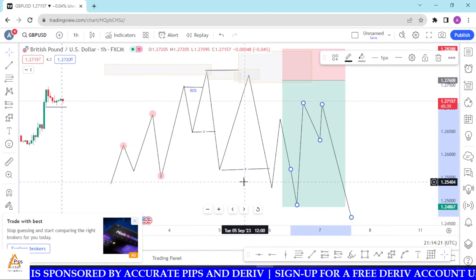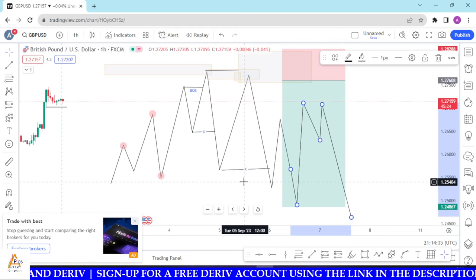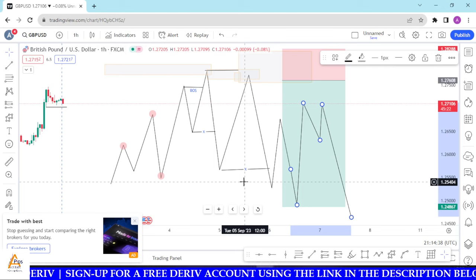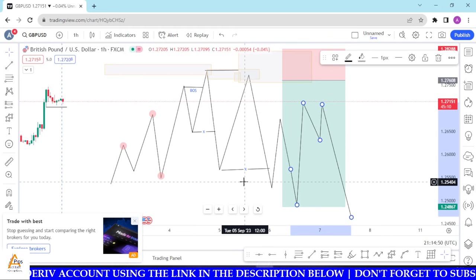So I told you, we have CHoCH with inducement entry, CHoCH without inducement entry, and we have CHoCH with flip entry model. So we'll be looking at all of them. I'm trying my very best to see if by Sunday we can finish everything. If not, latest by Monday, we should finish everything. I'm trying my very best, just hoping that nothing crosses my path during this week again.